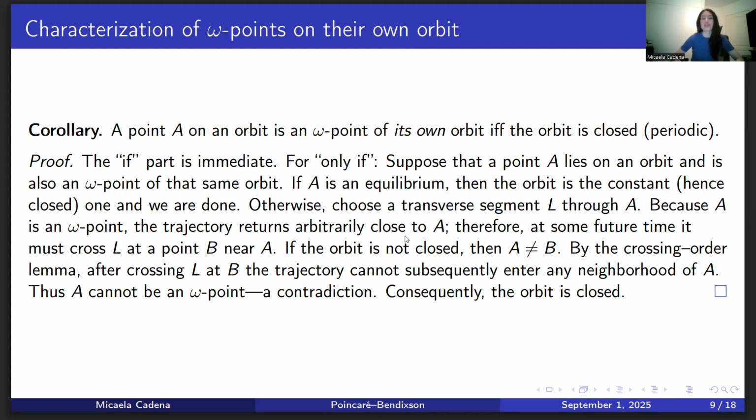Otherwise, we're going to choose a transverse segment L that goes through the point A. And because A is an omega limit set point, the trajectory returns arbitrarily close to A. Therefore, at some future time, it must cross L at a point B near A. And if the orbit is not closed, by the previous lemma, we will have that A is different than B. By the crossing order lemma, after crossing L at B, the trajectory cannot subsequently enter any neighborhood of A. Thus, A cannot be an omega limit set point, which would be a contradiction. Therefore, we must have that the orbit is closed.